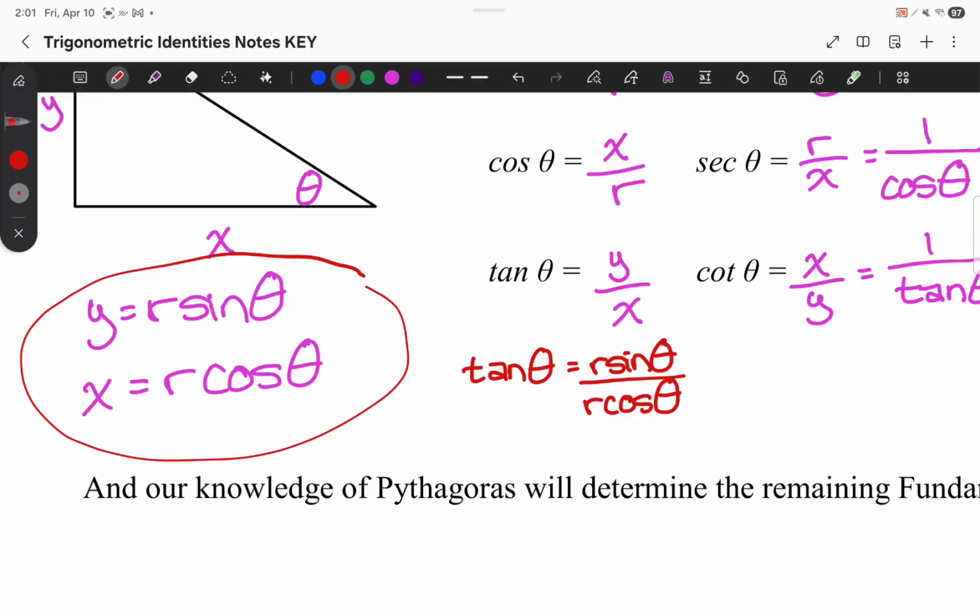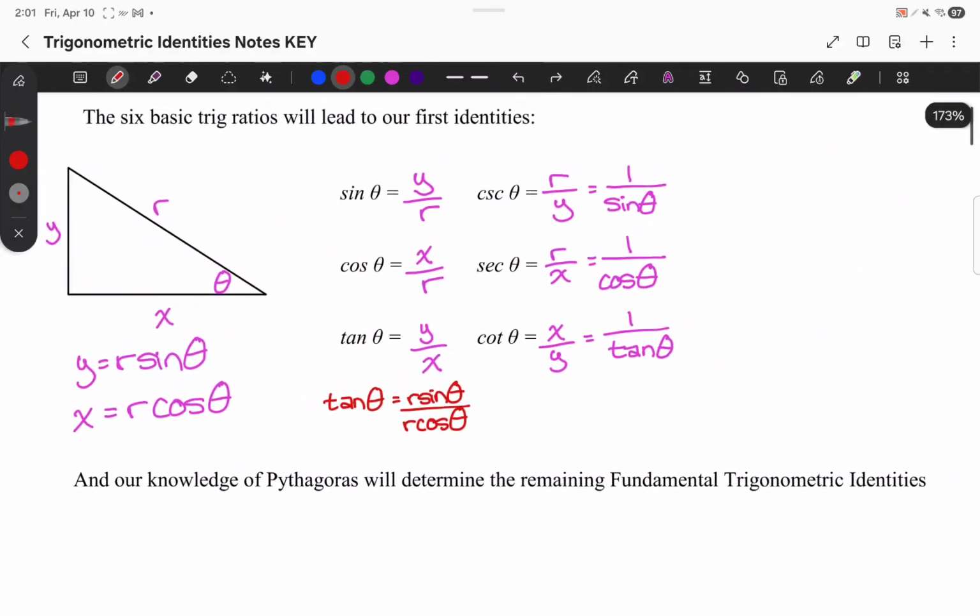What's nice about this is even if you're not on the unit circle, what happens to your r values? They cross out. This gives us a new identity for tan, which is that tan theta is equal to sine theta over cosine theta. This is going to be one of the ones that we use a lot, because when we have things like tan and cotan, we like to rewrite them in terms of sine and cosine, and that allows us to cancel things out and simplify.